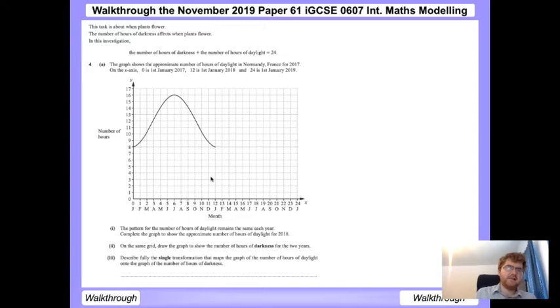And we've got the start of a graph of the hours of daylight in Normandy, France, 2017. Notice the scale goes up to 24 because this encompasses 2 years. Yeah, so 12 months in a year, so 2 years. And the pattern remains the same each year, and we need to complete the graph. So we need to repeat this same shape for the next year.